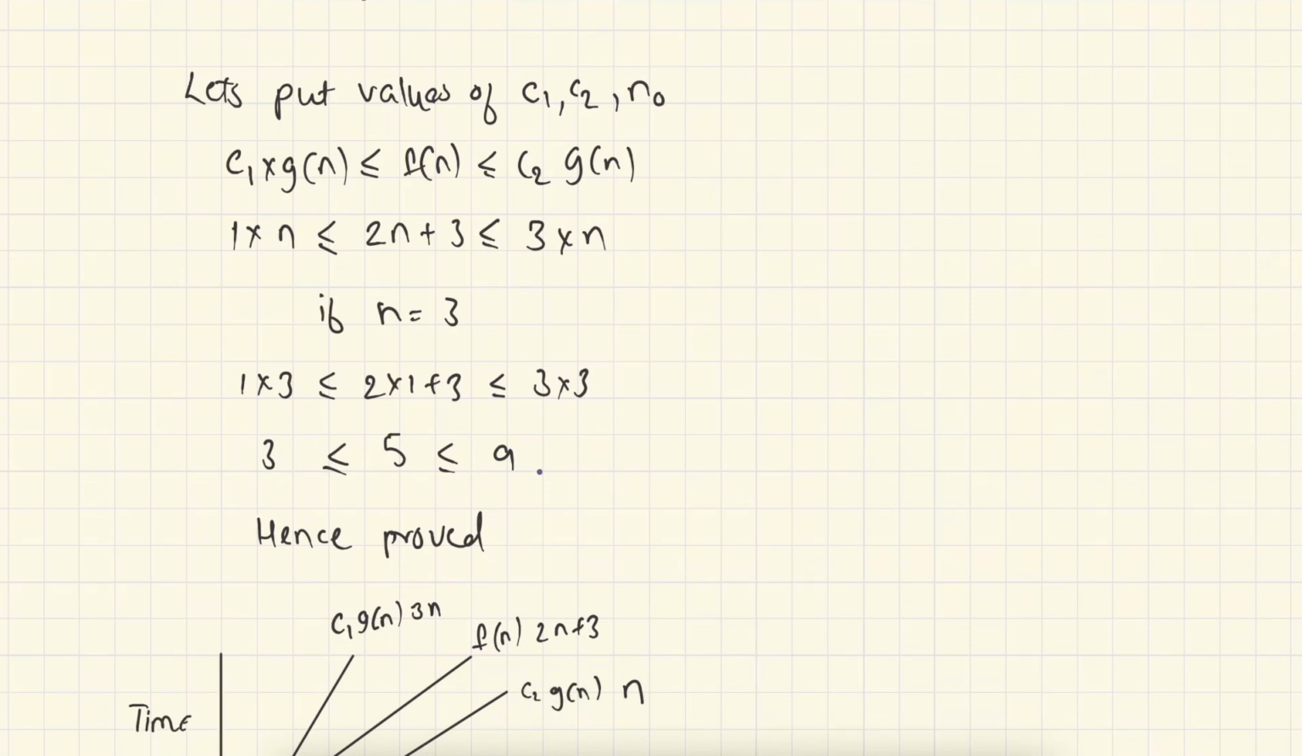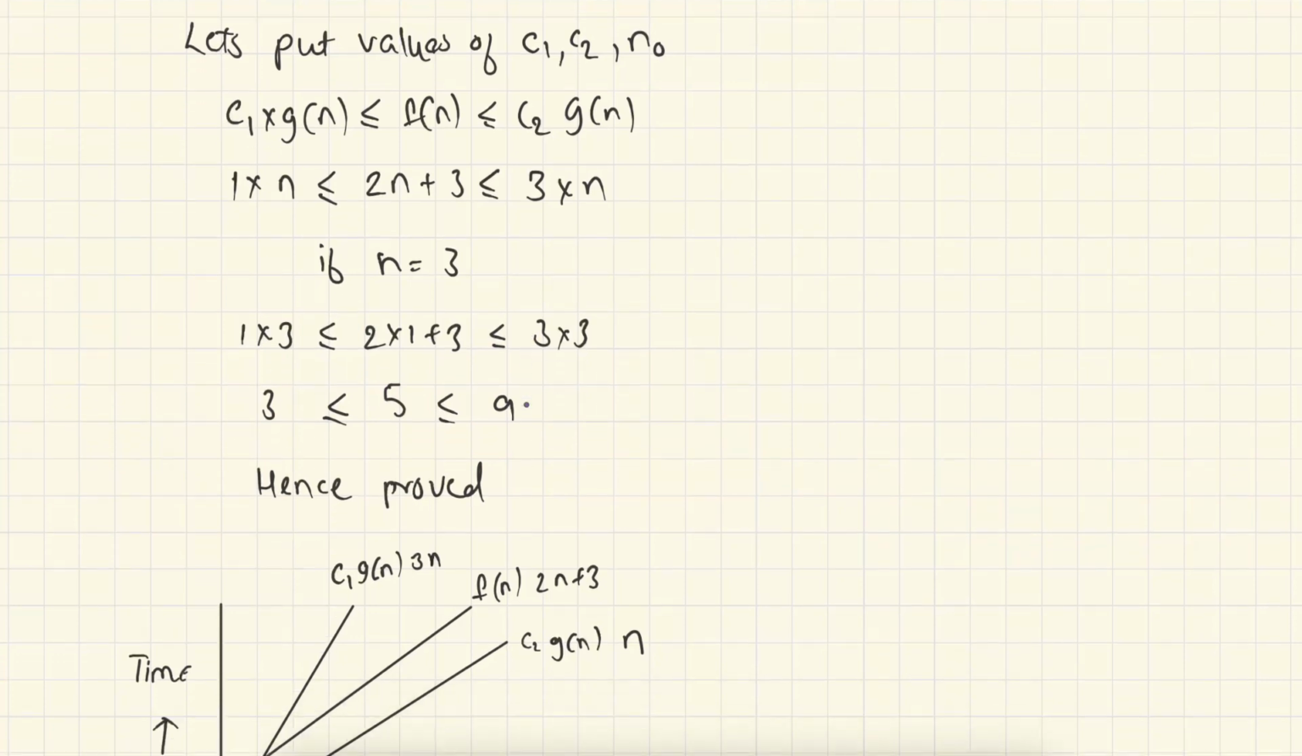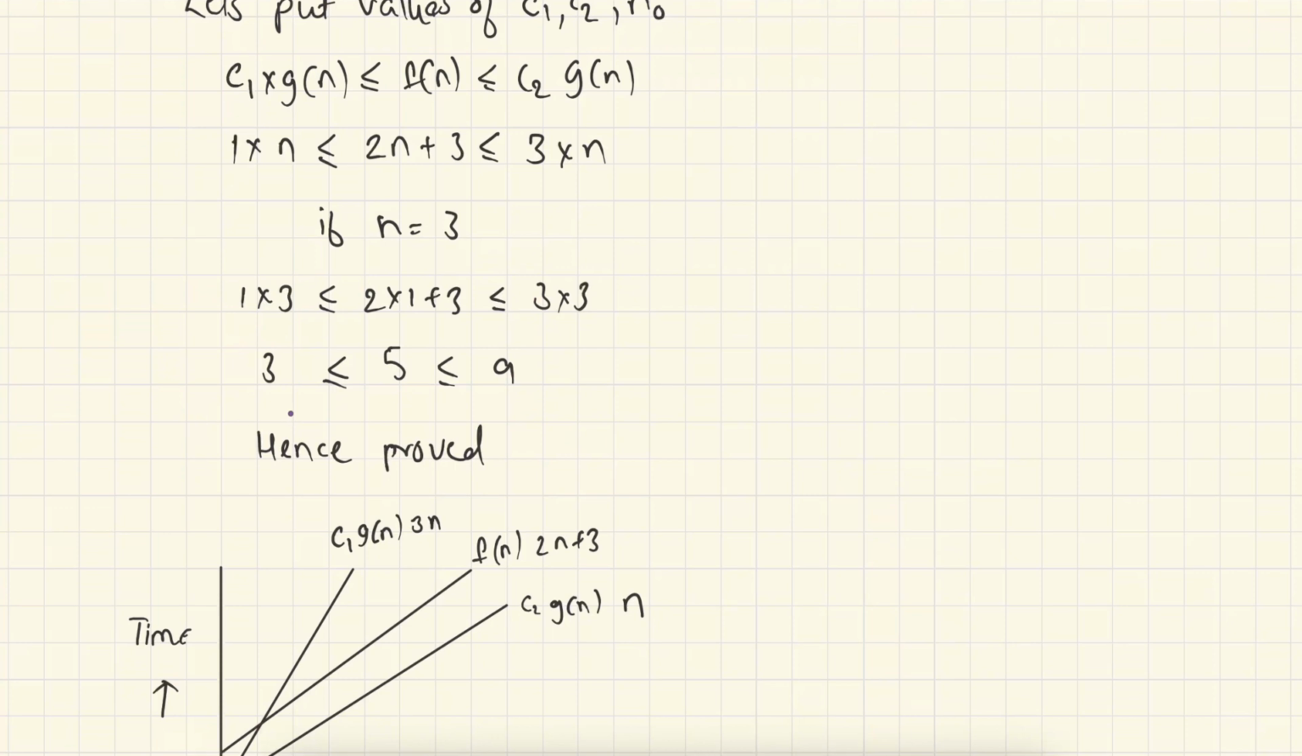So here you can see that we have proved it, and our left part is less and right part is greater. It means 3 is going to be the lower bound of this function and 9 is going to be the upper bound of the function. So this is how we mathematically proved it.